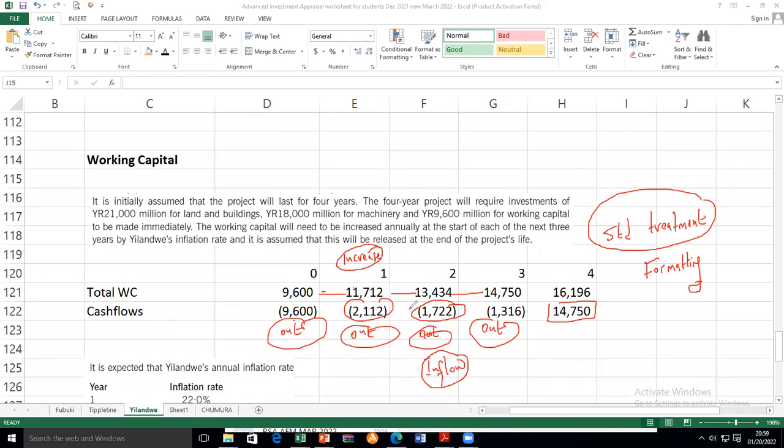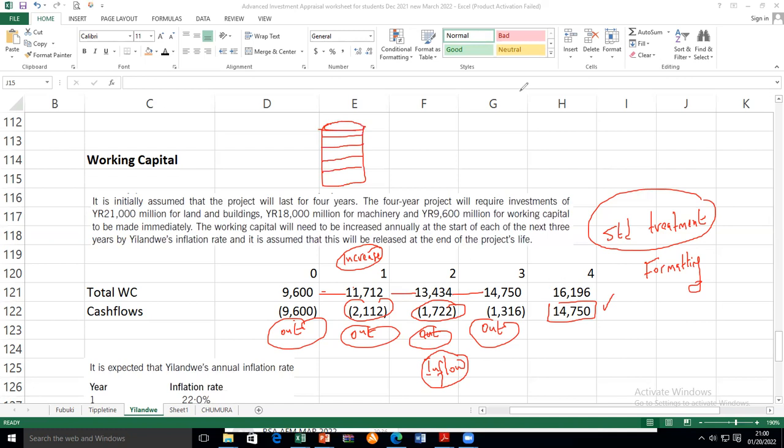So working capital is like water in a bucket. I normally use the analogy of a bucket. So first of all, 9,6. Then you top up 11,712. You top up 13,434. You top up 14,750. So at the end, all this water in this bucket will be recovered. And that's the 14,750 that we have here.